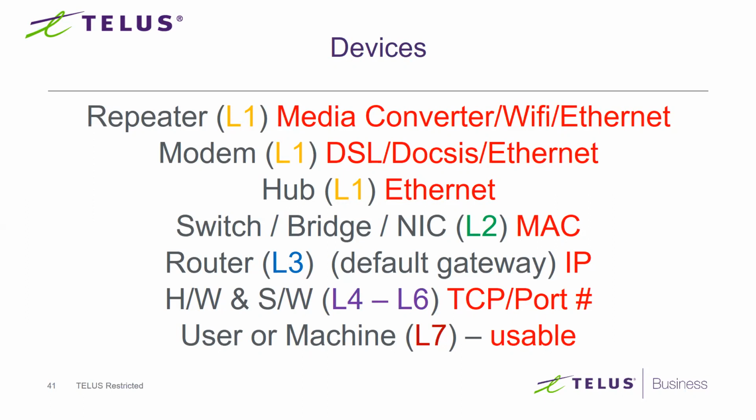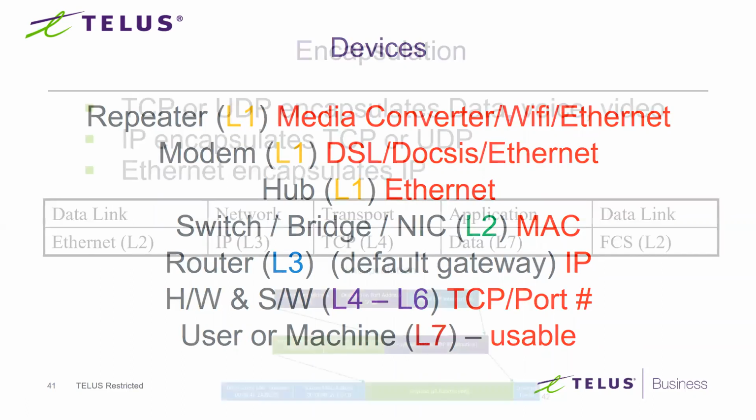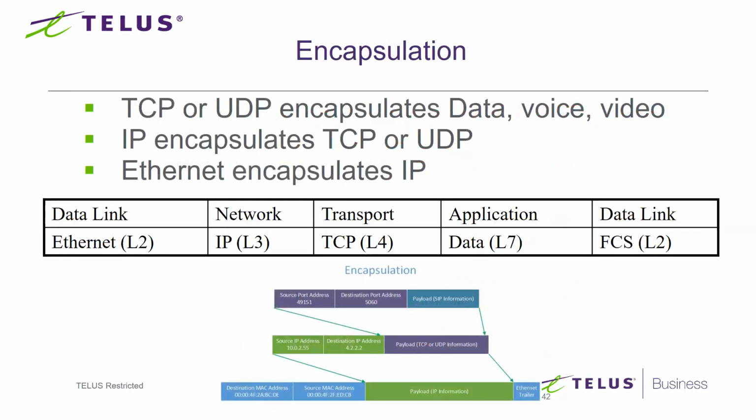Which is your router. And then finally, up above that is the hardware and software that runs inside that router, from layer 4 to layer 6, and of course the application itself, which is up at layer 7. Now, all of that information really emulates the whole envelope and letters and the postal system, because of encapsulation. And if you understand encapsulation, you understand the OSI model much better, and you can understand what's happening in the data world.